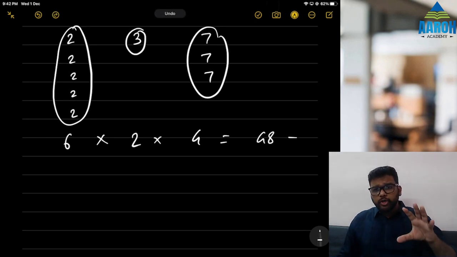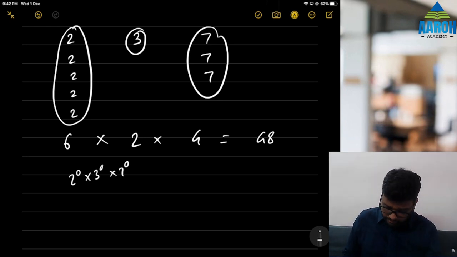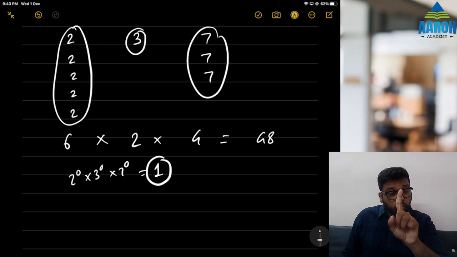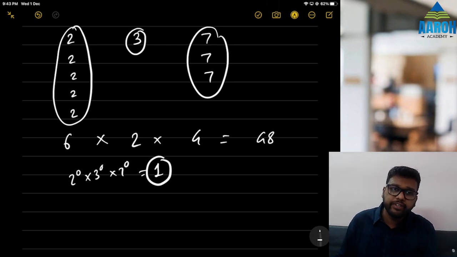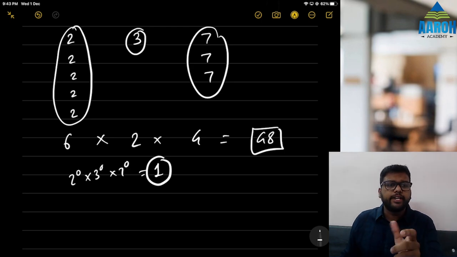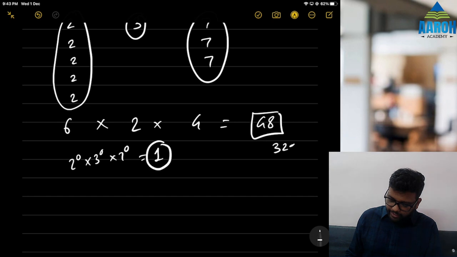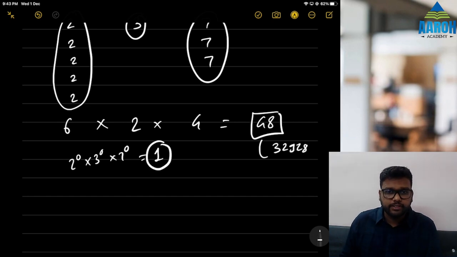Why? Because when nothing is selected, that means it is 2 raised to 0 into 3 raised to 0 into 7 raised to 0, because we are not selecting anything, which is 1. But 1 is also a factor of that number. 1 is factor of every number, right? That means 48 is our final answer. 48 factors are there to this 32,928. So 32,928 has 48 factors.